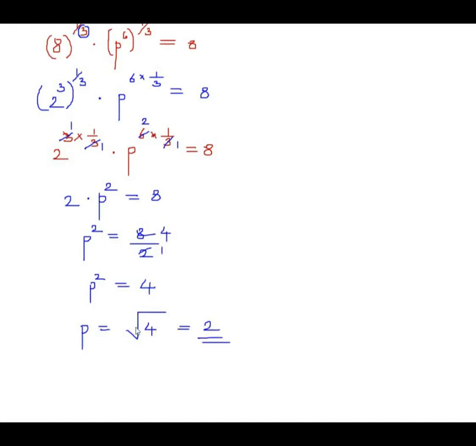Or we can also write it as plus or minus 2. Whenever we are taking the square root, it is usually present with two signs, plus or minus. We can take either plus or minus. So t has two values. This is a way to solve these kinds of questions.